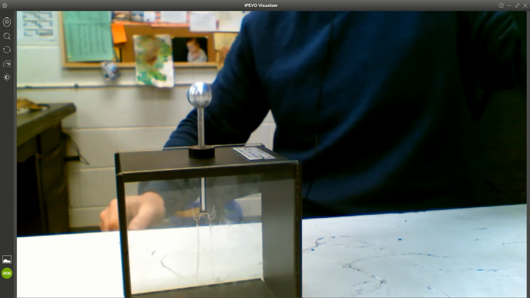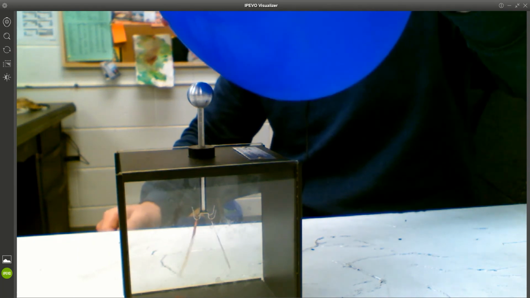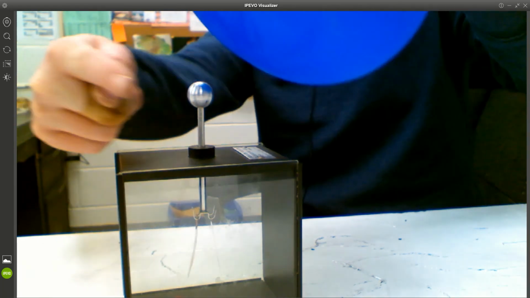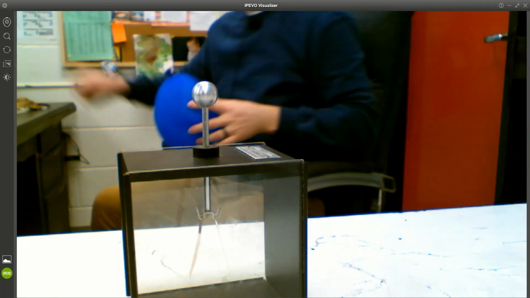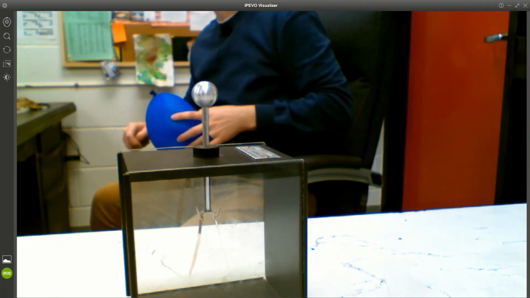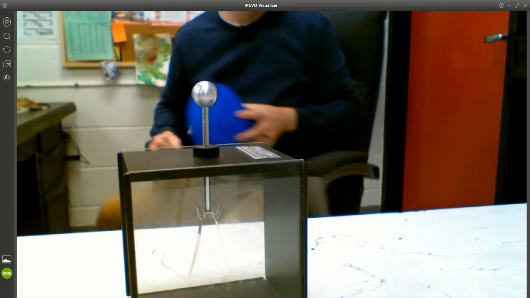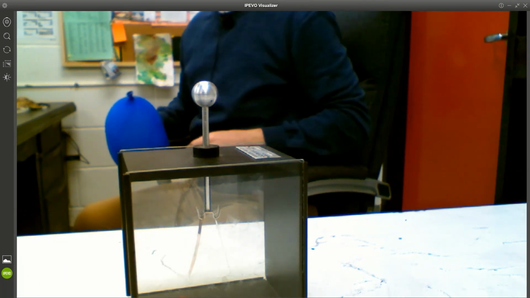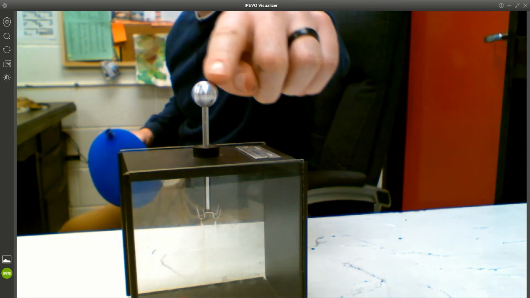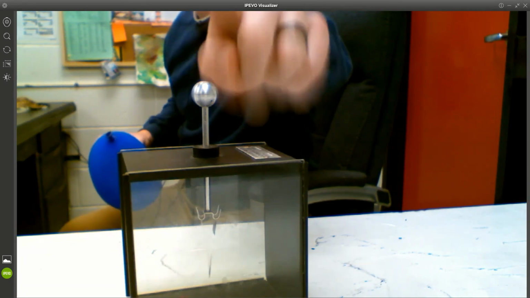And I'm going to bring my balloon close, induce that charge separation, and then I'm going to touch it, and then I'm going to remove myself, remove the charged object, and look at that. It looks like it's charged up. The leaves are more spread apart than they were before, which is wild, but I never actually touched it with the balloon, right? So I'm going to get rid of that charge. They stuck together.